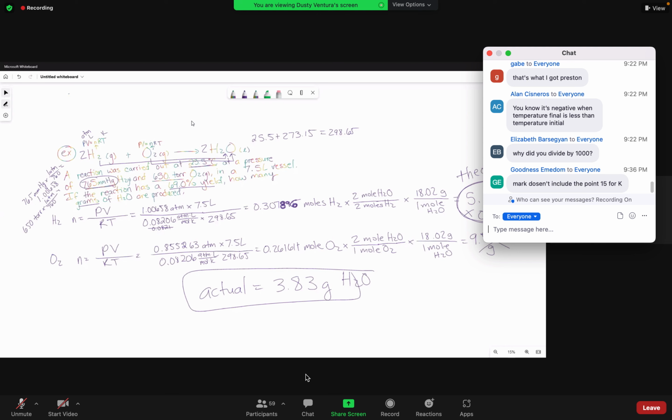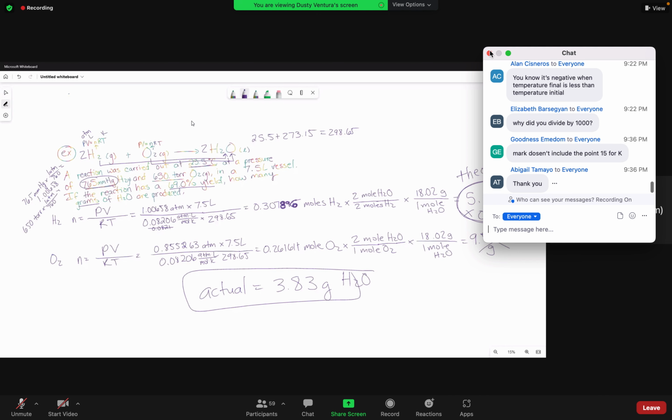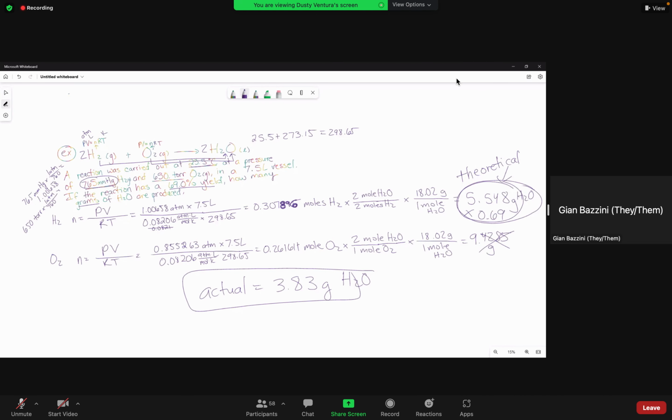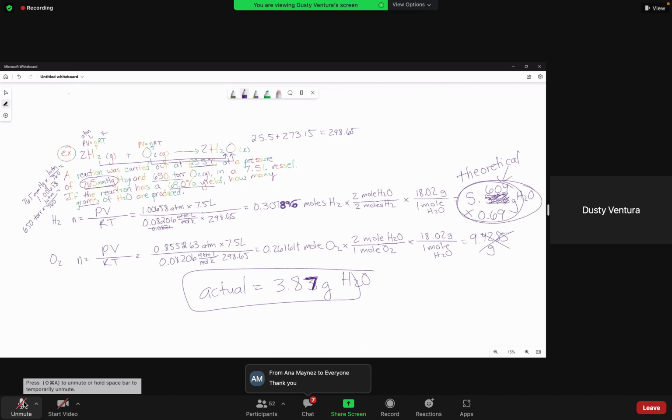With the full decimal for the moles of the original, it comes out to 3.87 grams. Very important. It is 5.604 instead of 5.548 if you use the whole big long decimal. That's different. Yeah, it was a chunk, which is why I was like, hey, 5.6.